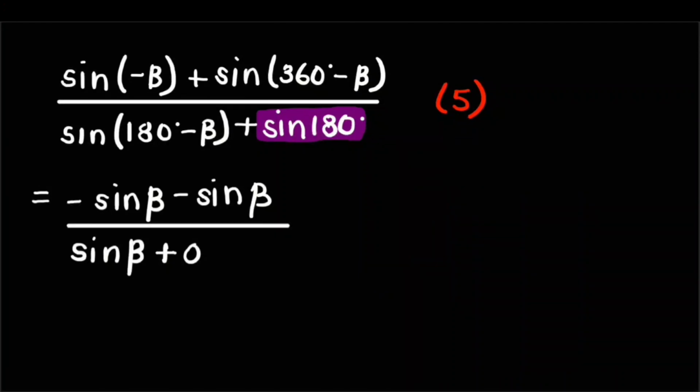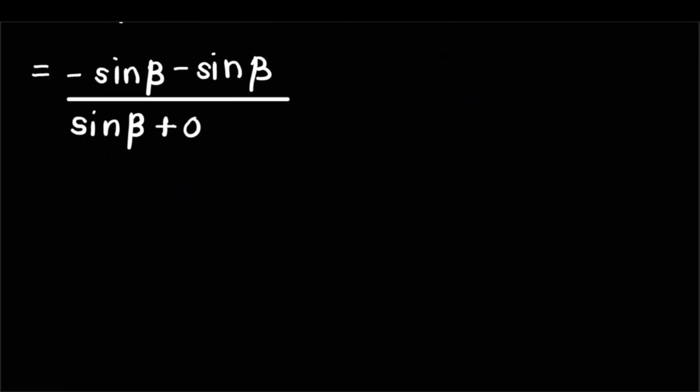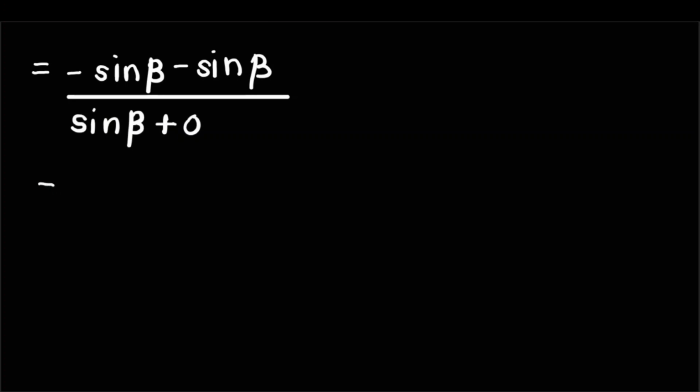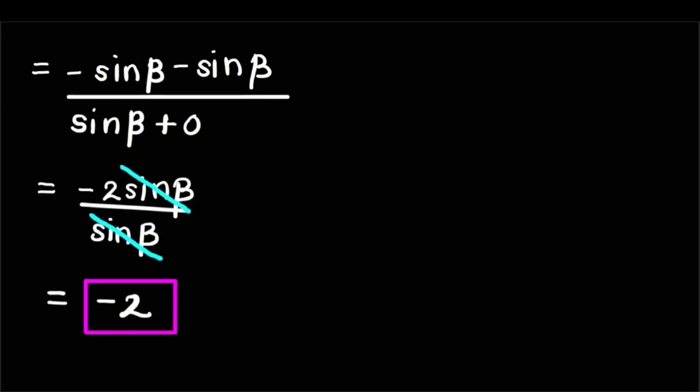Okay, moving on. We're now going to simplify the numerator. We've got like terms, negative sine beta and negative sine beta, that gives us negative 2 sine beta. In the denominator, we just have sine beta. And what we notice here is since the numerator and the denominator both contain sine beta, they cancel out with each other. So we are left with negative 2, and that is our final answer.